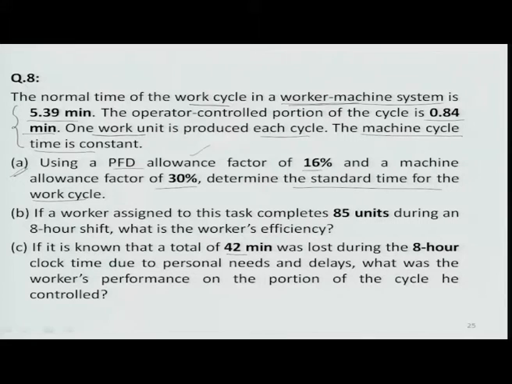In part A, using a PFD allowance factor of 16% and a machine allowance factor of 30%, determine the standard time for the work cycle. It means first in part A we will calculate the standard time for the work cycle given that allowance factor and machine factor. First we will solve part A, then we will come to part B and part C.